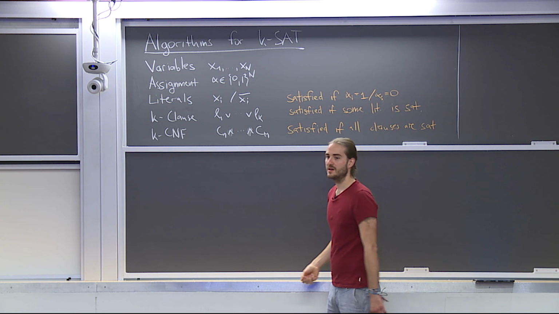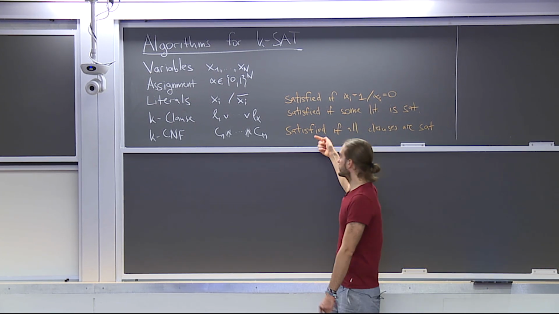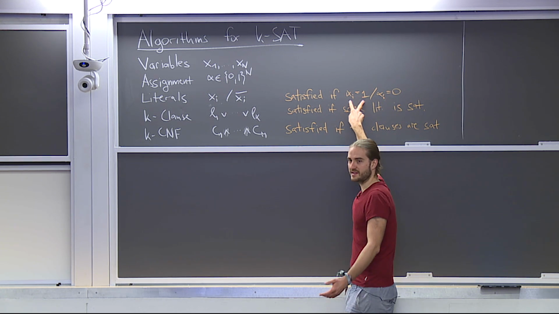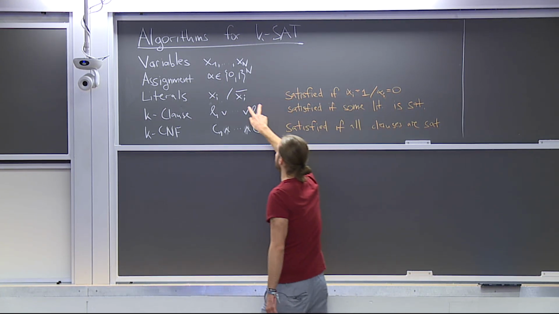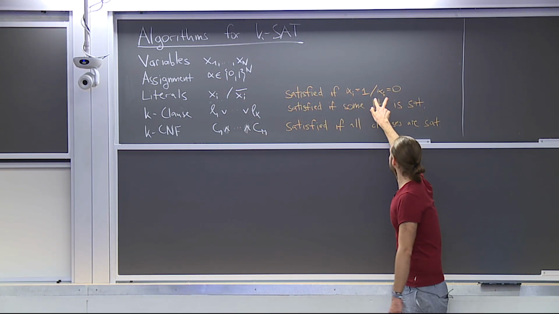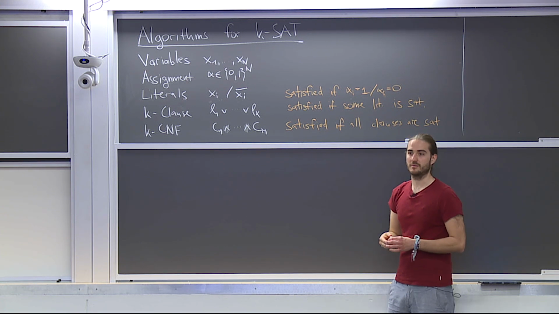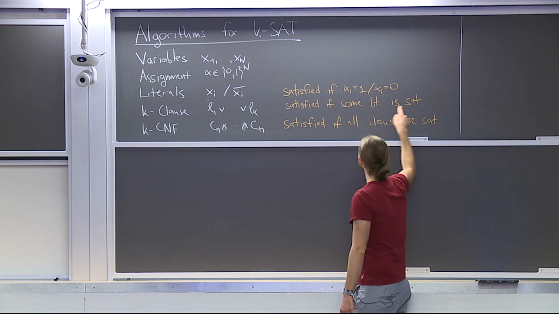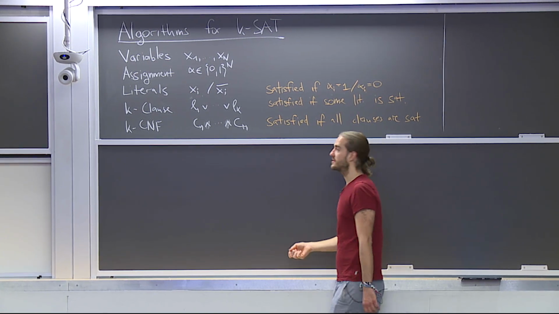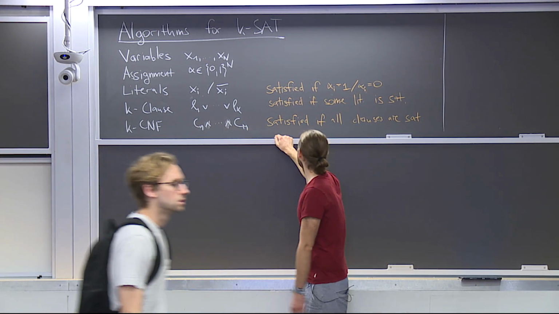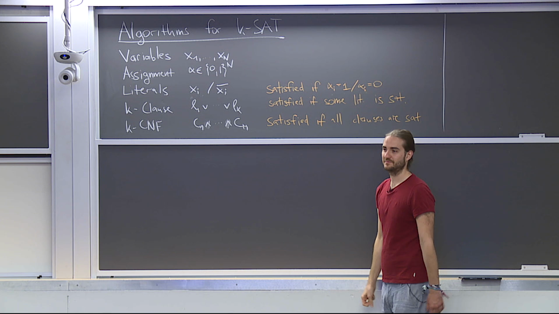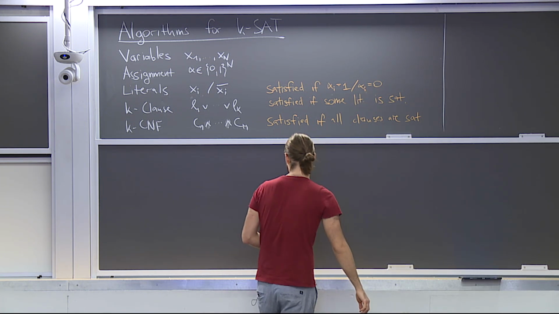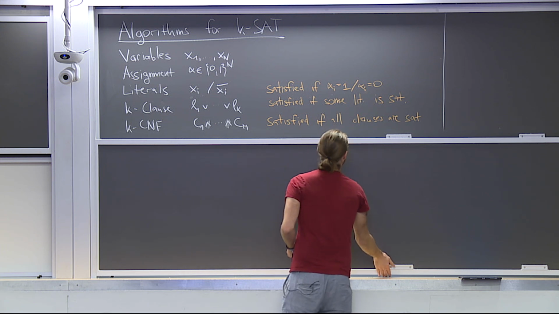Okay. So for some assignment, a literal that is a variable is satisfied if the assignment sets the variable to 1. If it's the negation of a variable, it's satisfied if the assignment sets the variable to 0. A clause is satisfied if at least one of its literals is satisfied. And a KCNF is satisfied if all of its clauses are satisfied. Okay? So far, so good.